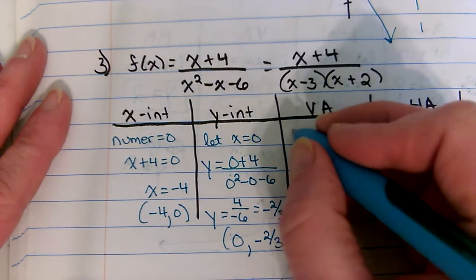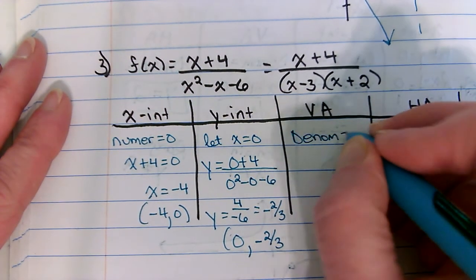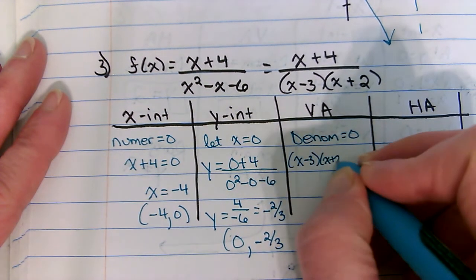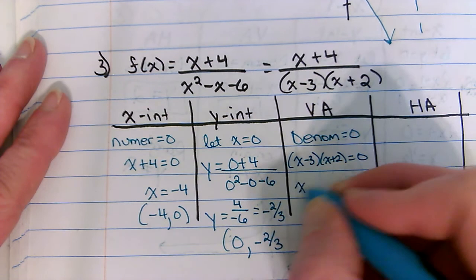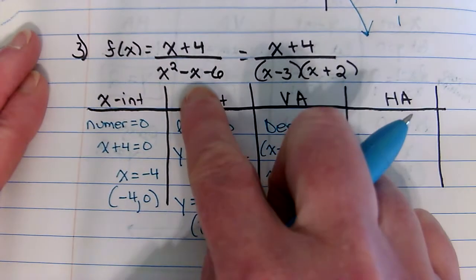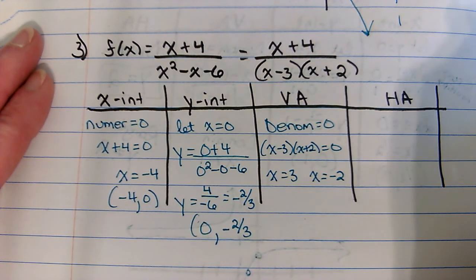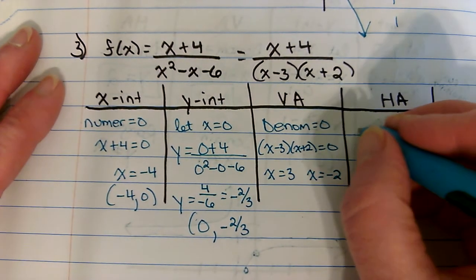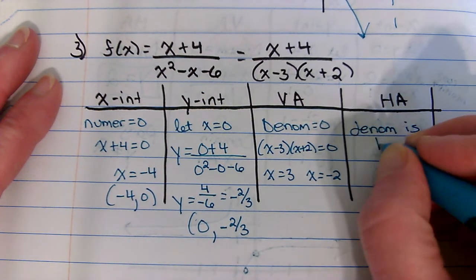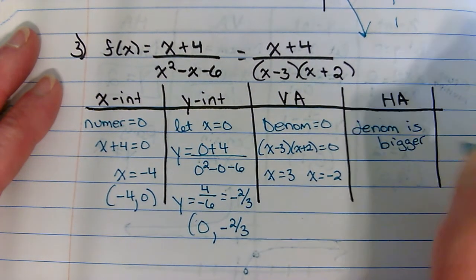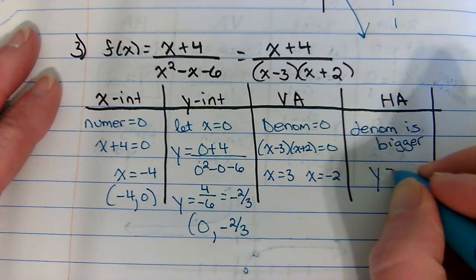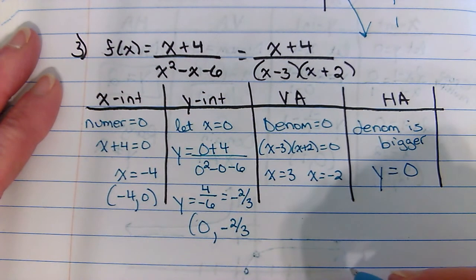Vertical asymptote, denominator equals 0. So this time we have 2 factors. That means we have 2 vertical asymptotes. So I invite you, if you want, to go put this in Desmos and see what it looks like. The denominator is bigger. It's an x squared, so x divided by x squared, it can't go into it. So that means my horizontal asymptote is y equals 0.